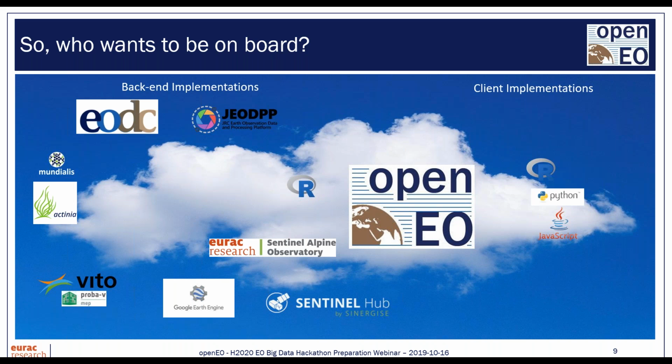There's a connecting driver to the Google Earth Engine. Synergize is developing something on the Sentinel Hub. EODC is developing something. Mundialis has something based on Actinia, which is a web service interface to GRASS GIS basically. And then the JRC is also working on an implementation running on the GeoDPP. So there are all different implementations there already. And on the client side, as I said, we have R, Python, and JavaScript for now. R and Python basically for researchers, and JavaScript for web developers in order to visualize results.